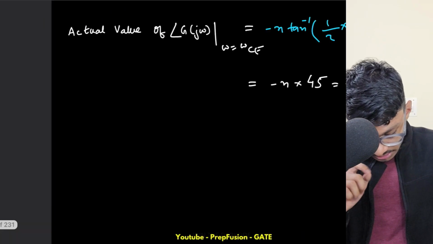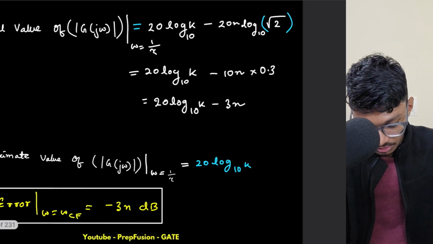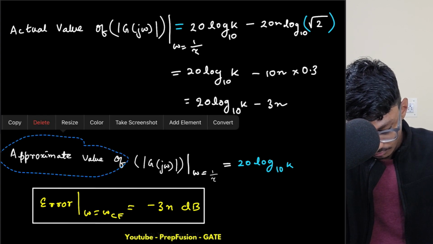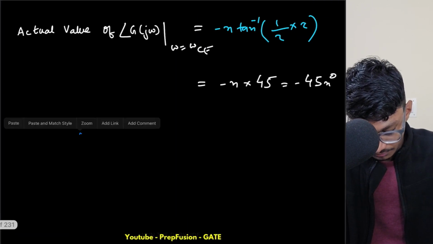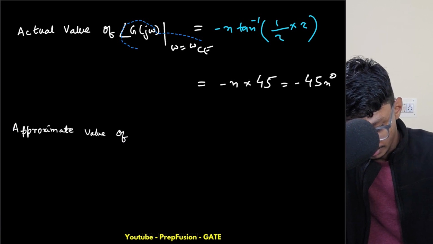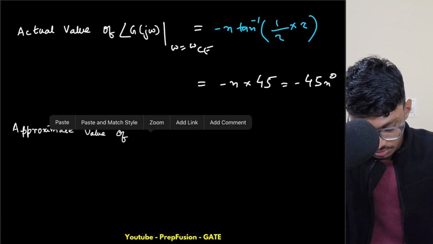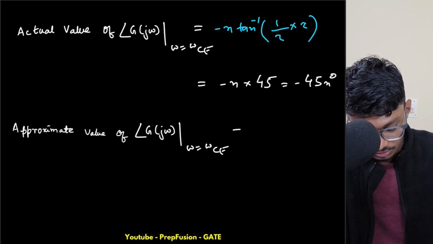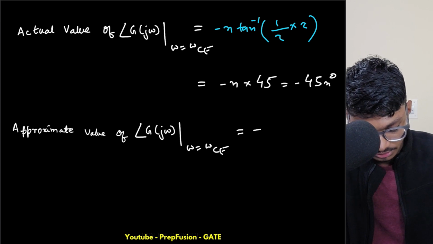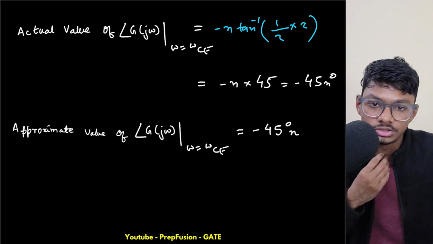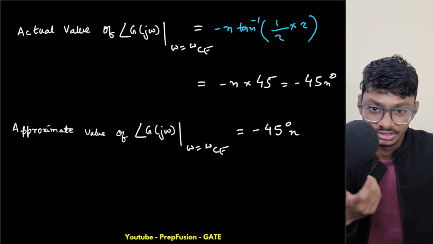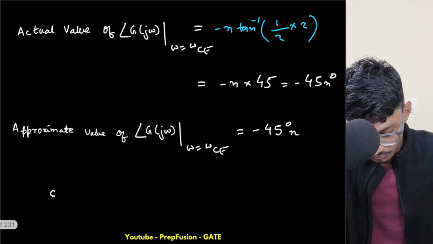So as we can see, this is minus 45 n degrees, and from here the approximate value of the angle of G of j omega at omega equals omega CF equals minus 45 n, minus 45 degree n. This is the approximate value and this is the actual value. So what is the error? The error is 0. So the error at corner frequency is 0.